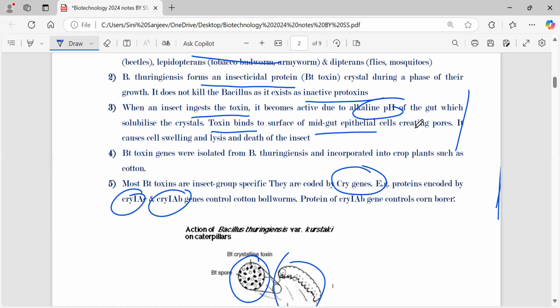For example, if you take the Cry1AC or AB, it will control what? The cotton bollworms. If you take the Cry1AB, it will control the corn borer, those insects which attack corn. They will kill those particular insects. So according to what type of insect they are going to attack, these codes are based upon that. So the general code is the cry genes. They are responsible for whatever toxin production, that is the Bt, Bacillus thuringiensis. So this Bt cotton was the first introduced transgenic crop, and later on, everything else came.